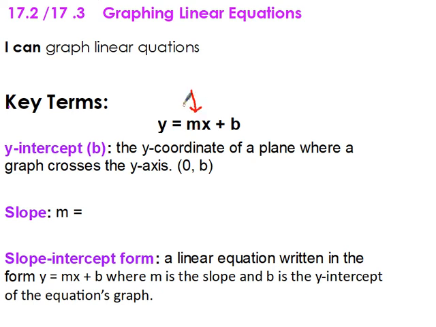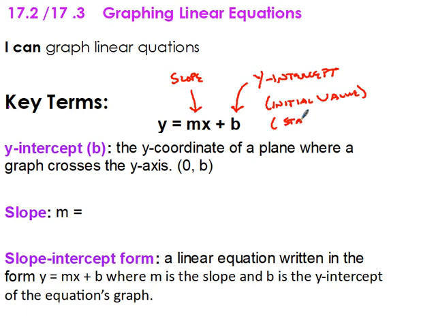The m represents the slope of that line, how steep it is. The b represents the y-intercept, also known as the initial value or the starting point. There's a couple of things that we refer to. The y-intercept, you can say starting point, you can say initial value, but it is known as the y-intercept.